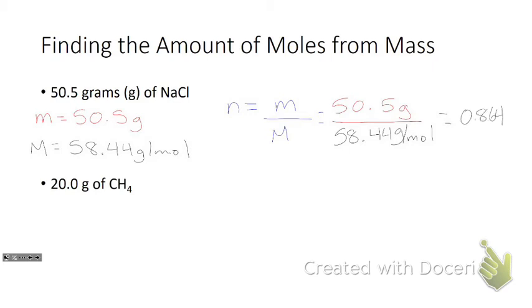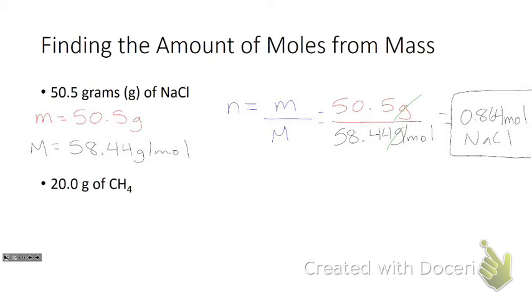which is equal to 0.864. What are my units going to be on here? Moles, right? Good. Because a gram divided by a gram will cancel, and then we'll be just left with moles. So if we are given a 50.5 gram sample of sodium chloride, this means we also have 0.864 of a mole of sodium chloride.